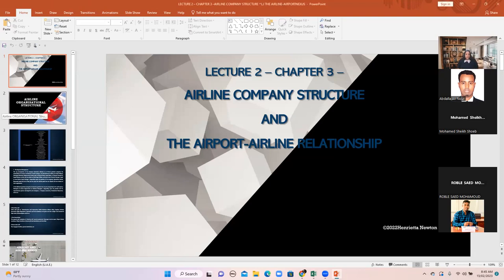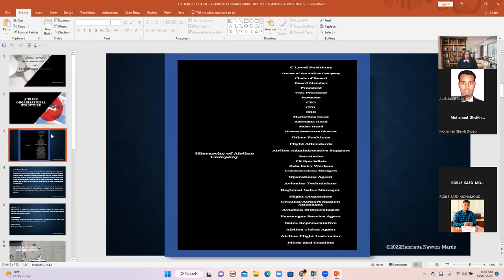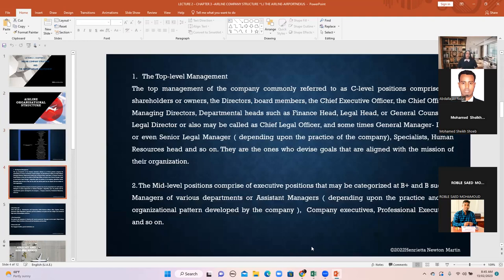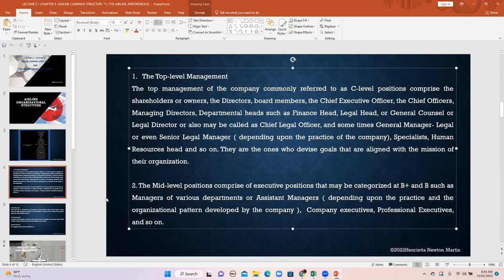So, airline organizational structure. Here, I made a small list that you can go through later. It says that the top level management of an airline company, commonly referred to as C-level positions, comprises the shareholders or the owners, the directors, the board members, the chief executive officer, the chief officers, managing directors, and departmental heads, such as the finance head, legal head, or general counsel, or the legal director, or the chief legal officer, and sometimes the general manager legal. It depends upon whatever designation any aviation company or airline company decides to give.